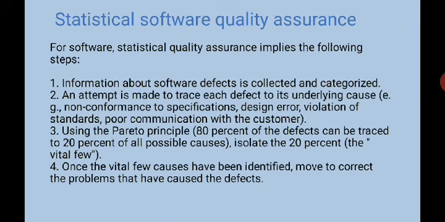So out of the total of 100 defects, the first 80 will be occurring from those 20 causes, and the other 20 defects are from causes that are different from these and are also vital to you, right? Once the vital few causes have been identified, move to correct the problems that have caused the defects, right? So only these 20 are the ones that will actually take your time, and the remaining 80% of the defects will be solved very quickly.